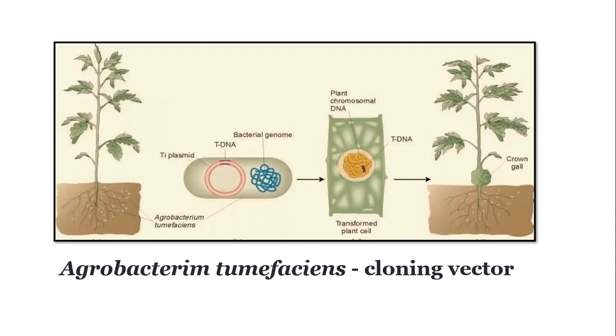Now, this is used to deliver the desired gene into the host plant. This capability of Agrobacterium is used for genetic manipulation. What happens is that crown gall is formed as a result of transfer of the gene. So, any useful or desired gene is transferred using this vector. So, Agrobacterium tumefaciens is basically a cloning vector.